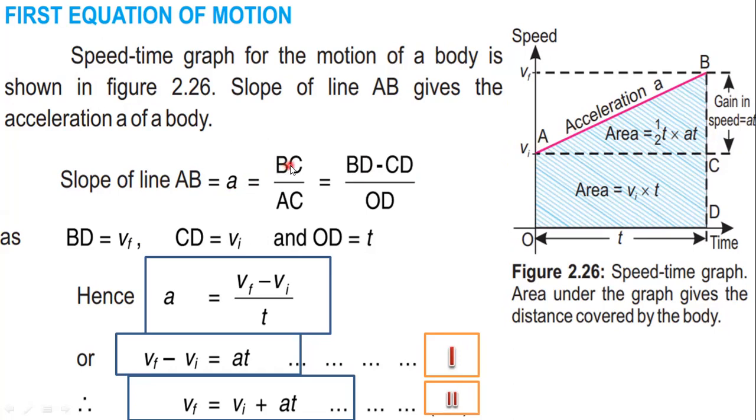So slope of this pink line is representing acceleration A. So this is the rise BC. You can see this line BC. BC is this line, which is the total rise of this pink line, and the run, this is the length AC. So this is from A to C, that is AC. So BC over AC, this ratio is called the slope of the line AB. AB is representing acceleration. Now from this figure, you can see that BC is actually BD minus CD.